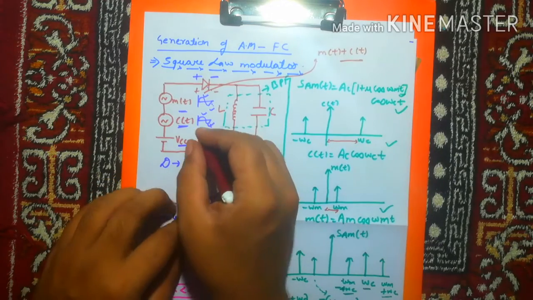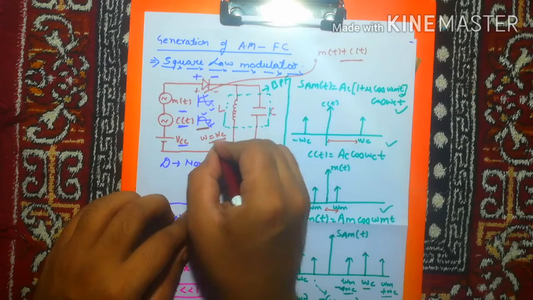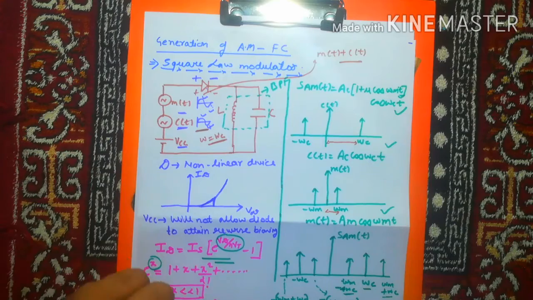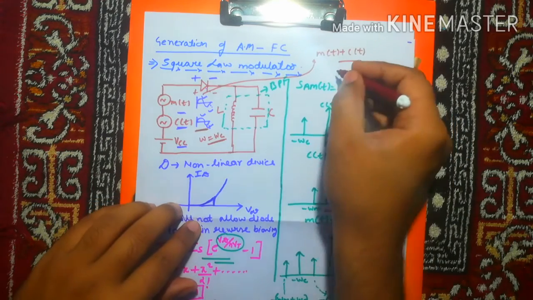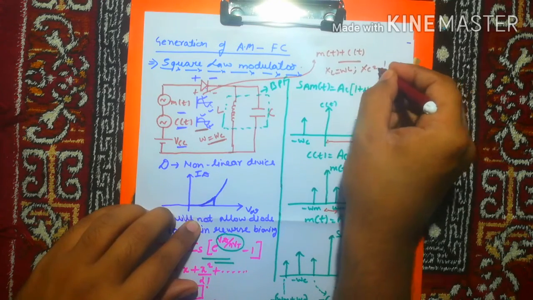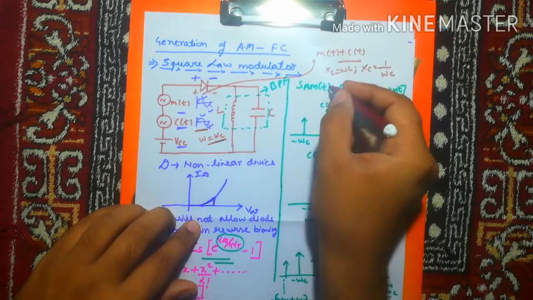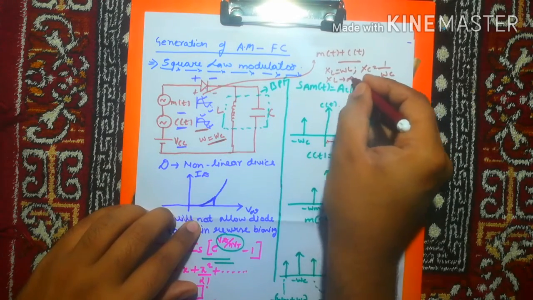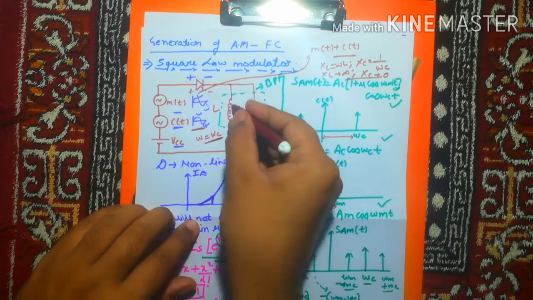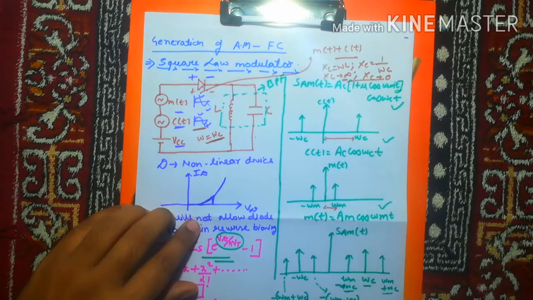See, as you know, there is a carrier signal, and its frequency omega c is a large frequency. We know XL equals omega L, and XC equals 1 upon omega C. If this carrier frequency is very large, XL will tend to infinity and XC will tend to 0. So XL here becomes an open circuit because XL is infinity, and XC here becomes a short circuit.